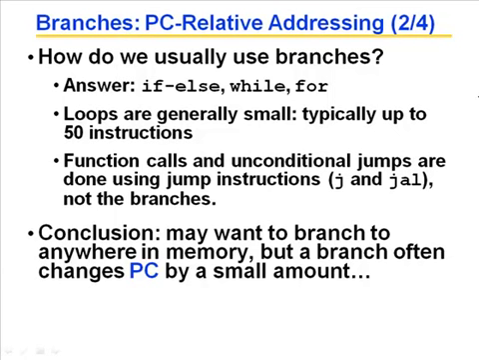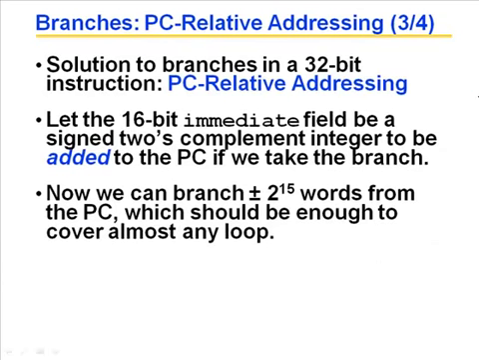So the conclusion: we may want to branch anywhere in memory, but a branch often changes the PC by a small amount. A jump can change the PC big time, whereas a branch, because it's contained in a loop, generally does not modify the PC so much. So the solution for branches in a 32-bit instruction is to use PC-relative addressing. You let the 16-bit immediate field be a two's complement integer to be added to the program counter if we take the branch.